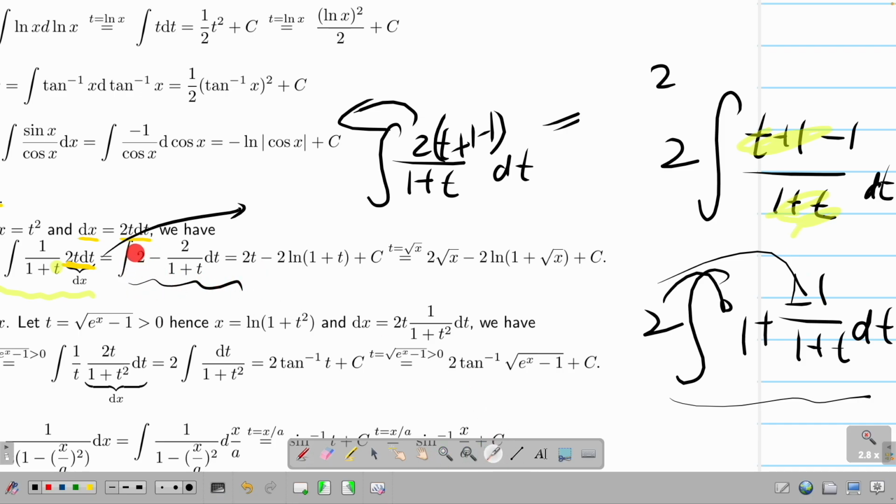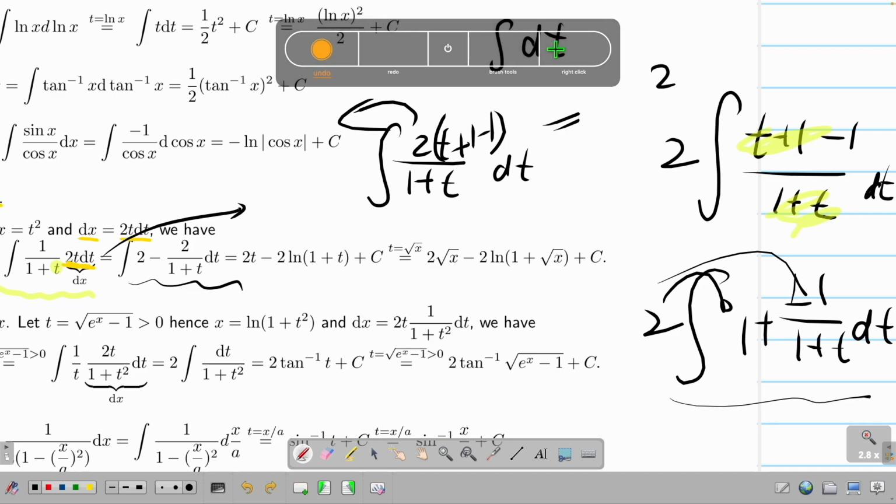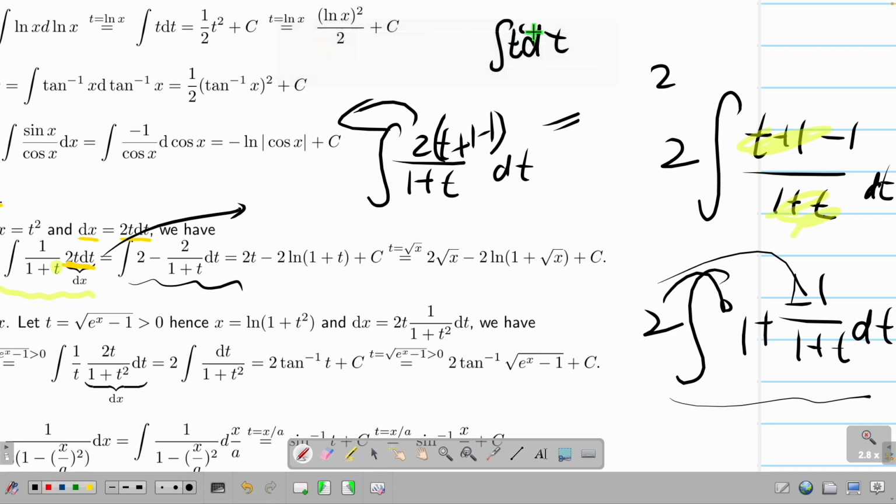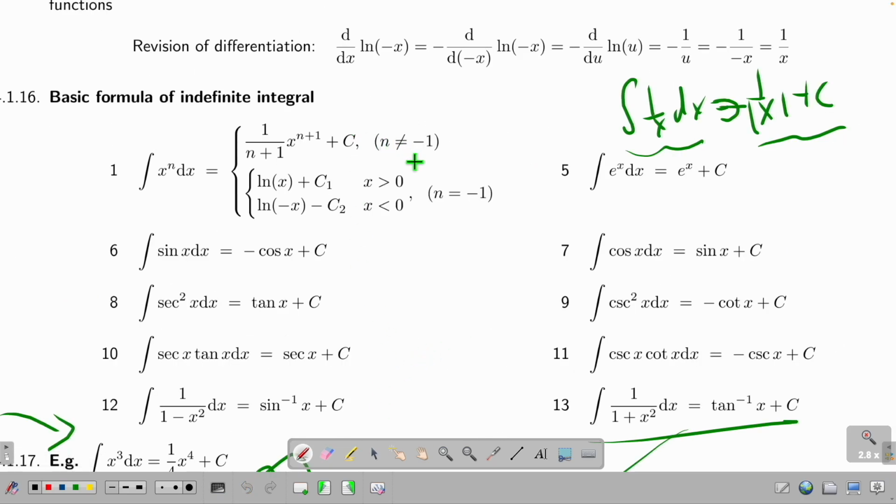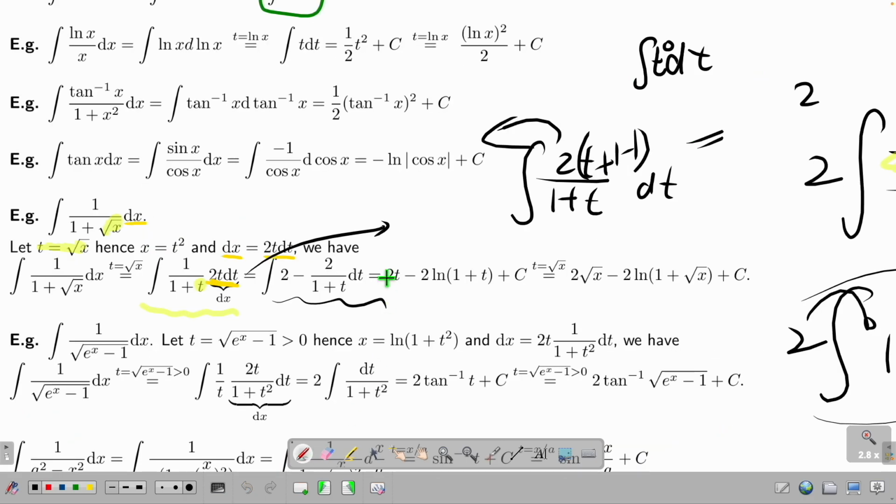Then this is just integration of dt. Okay, usually there's a 1 here, but we don't write it down. This means t to the power 0. Recall, the rule didn't say the power cannot be 0. You can be 0, right? It's just not negative 1. So integration of t to the power 0 is t to the power 0 plus 1, divided by 0 plus 1. So basically it's t plus c. Okay, so this is the first term.